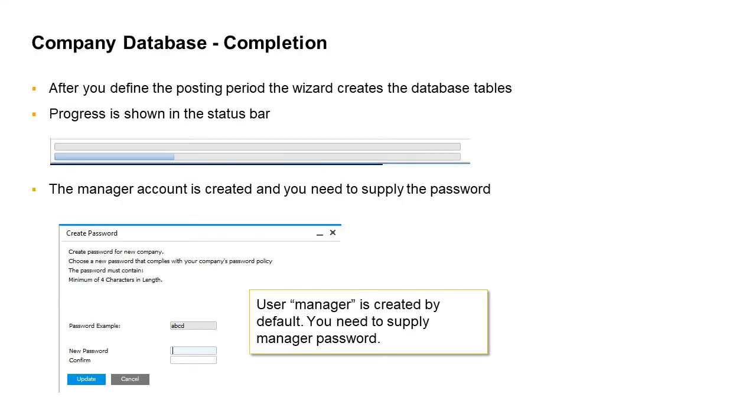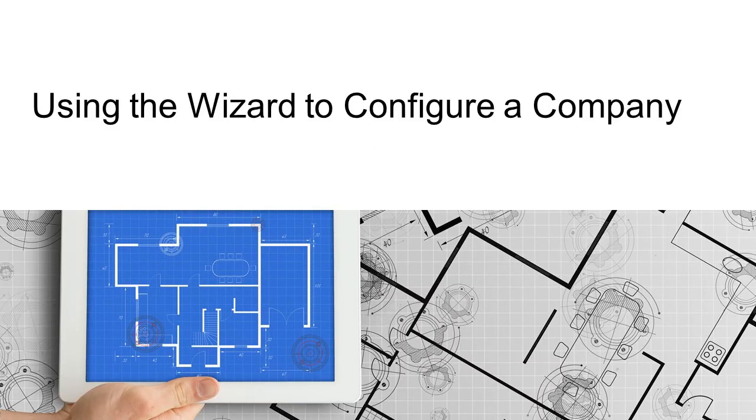After you define the posting periods, the wizard creates the tables for the new company. The manager user account is created by default. You supply a password for this user, and you use these credentials to log into the company for the first time. Let us configure a company using the wizard.